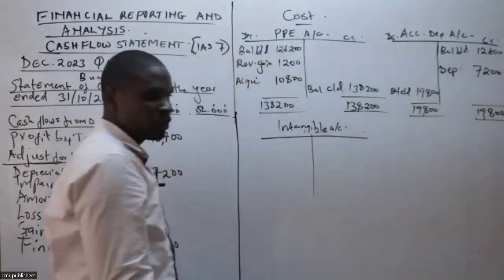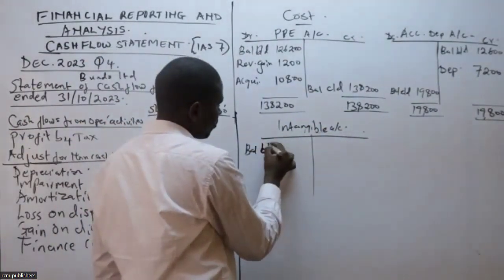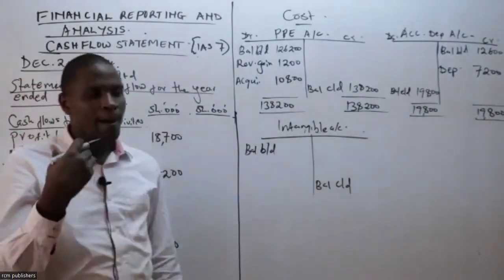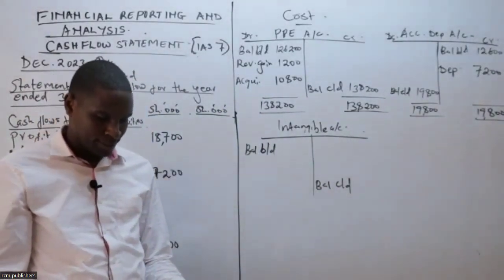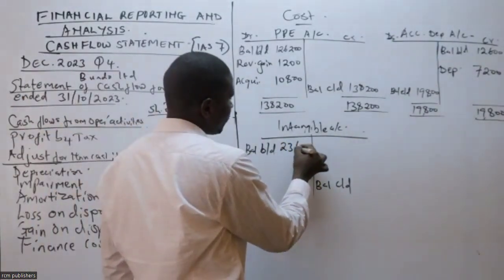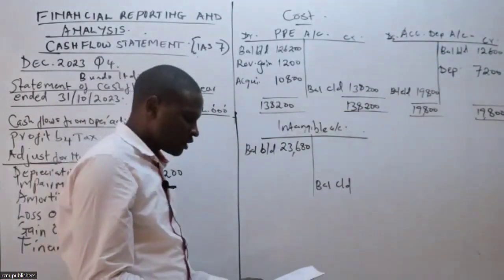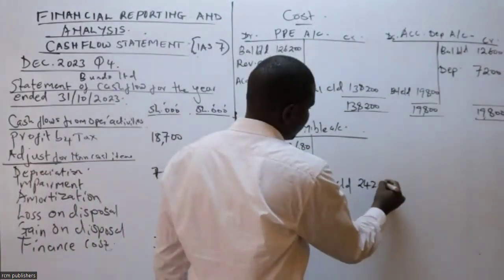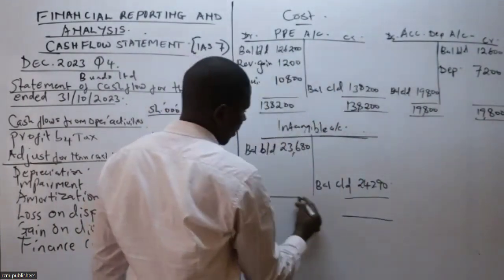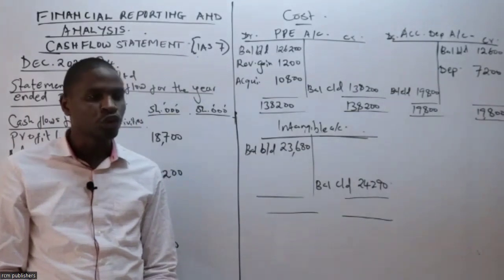So can you give me the balance that was, this is an asset. So balance brought down and balance carried down to be on this side. Can you give me the balance brought down for the intangible asset? 23,680. That is the balance that was brought down. Then the balance that was carried down is 24,290. But there's something that we were told that during the year, something happened. I wish that somebody can pick it very fast and tell us what happened during the year.